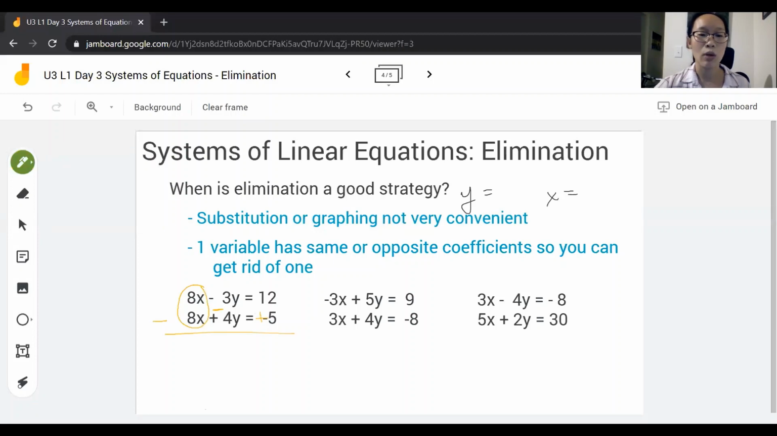The second way is when we have opposite coefficients. So we have the same number but opposite signs, and then we can add the equations, and then your negative 3x plus your positive 3x will cancel.